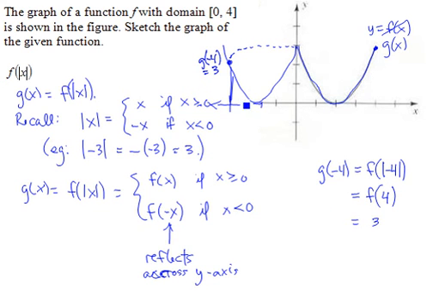Similarly, g of negative 3 would be the same as f of 3, g of negative 2 would be the same as f of 2, g of negative 1 would be the same as f of 1, all because the absolute value permits both positive and negative values in the graph of g, even though f's domain was only positive numbers.